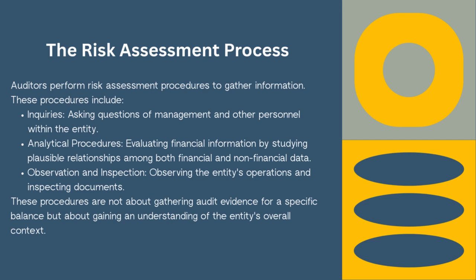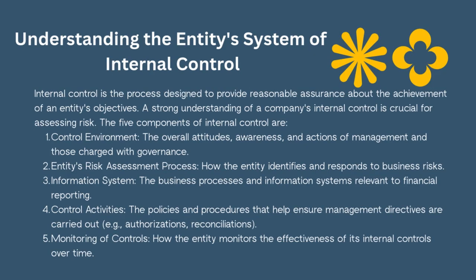This process helps us understand the company's industry, its goals, its strategies, and, most importantly, its internal control system. A strong internal control system is a huge help in reducing our risk, and a weak one is a major red flag. ISA 315 breaks down internal controls into 5 components: the control environment, the company's risk assessment process, its information system, the actual control activities, and how they're all monitored.